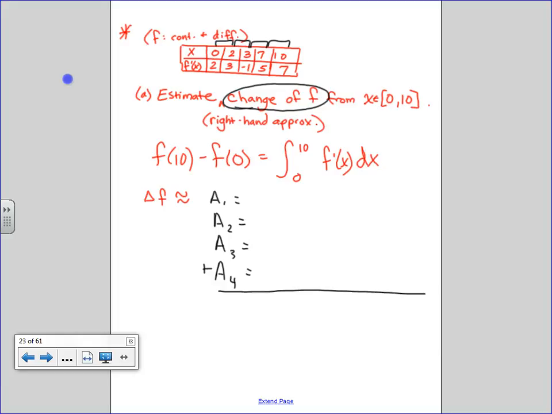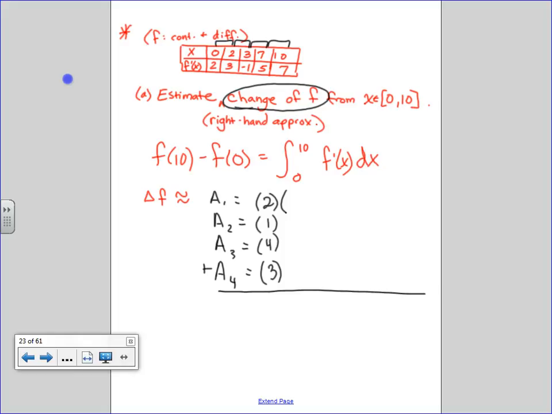What's my base of all of them, guys? Base of the first rectangle? 2. Base of the next one? 1. Good. Base of the next one? Base of the last one. Why couldn't I use sigma if I wanted to? Because they're all unequal bases. So they can be unequal. It will give me an approximation. Maybe not a very good approximation, but the best I can do with the information I'm given, right?